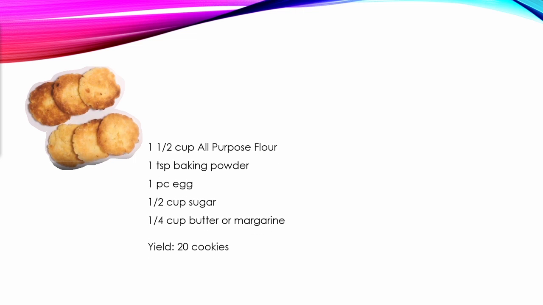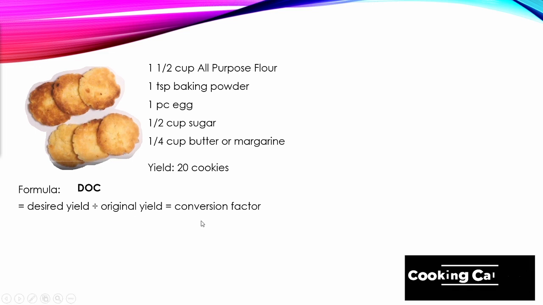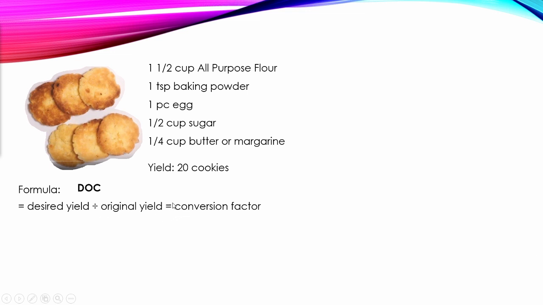We will try another recipe. Now this time our recipe is a cookie. The yield is 20 cookies. Now we will still be using the following formula. The desired yield divided by the original yield equals the conversion factor. Now remember our DOC. DOC, which is desired yield divided by original yield, equals our conversion factor.